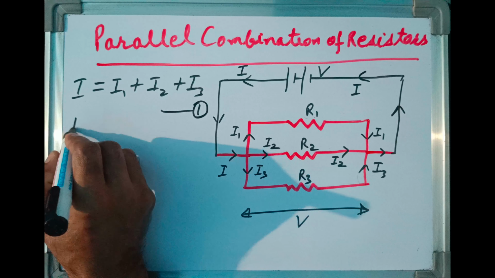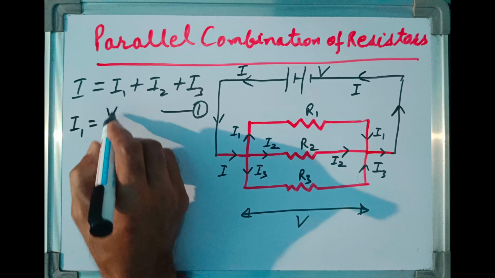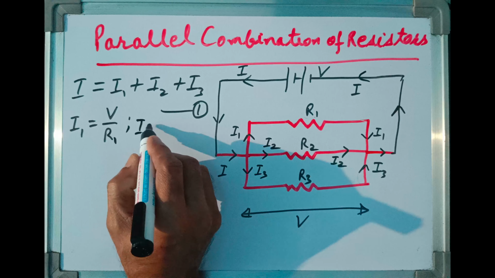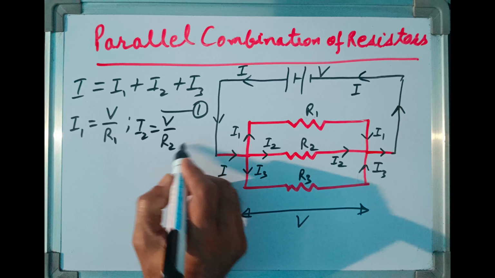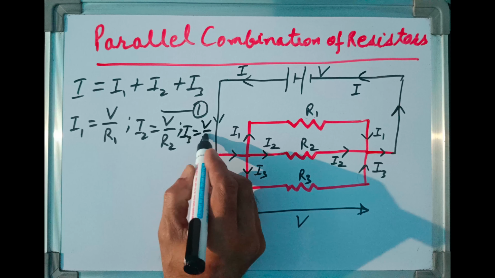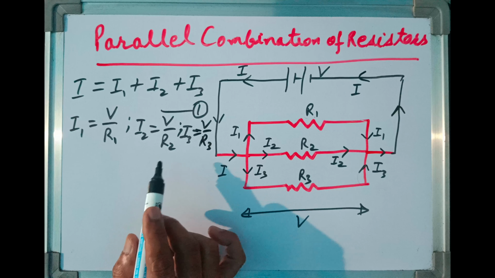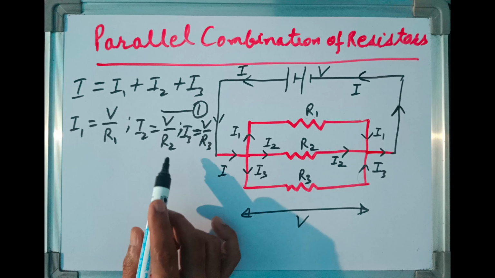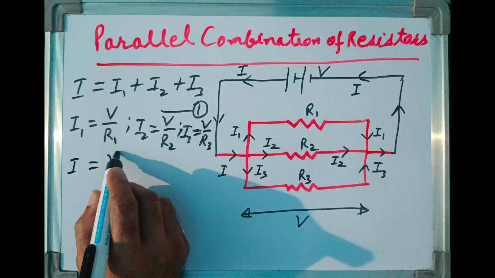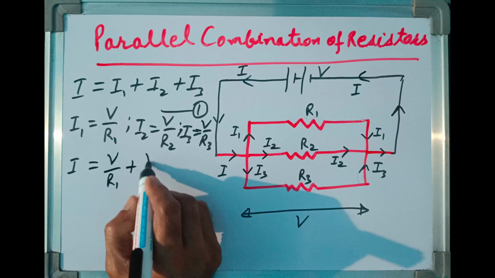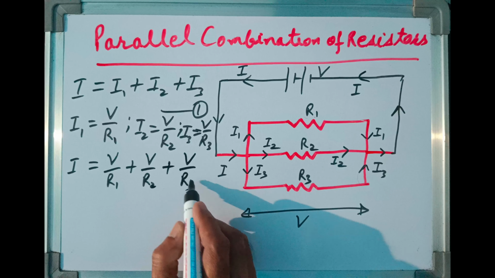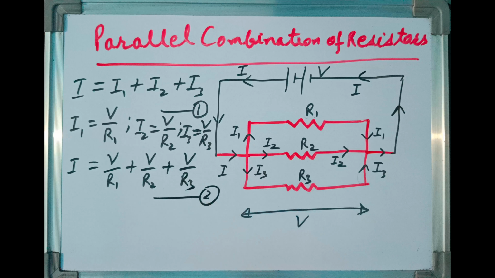According to Ohm's law, I can write I1 is equal to V over R1. Similarly, I2 can be written equal to V over R2 and I3 can be written equal to V over R3. Using these values of I1, I2 and I3 in equation number 1, we can write I is equal to V upon R1 plus V upon R2 plus V upon R3. Let me call it equation number 2.